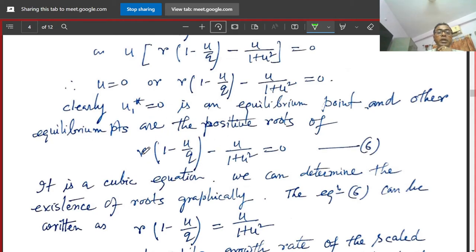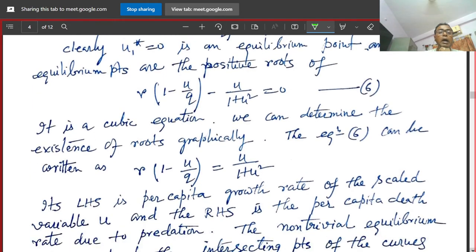After simplification you get a cubic equation, and we can determine the existence of roots graphically from this curve. Equation 6 can be written as r into 1 minus u by q equal to u by 1 plus u square.